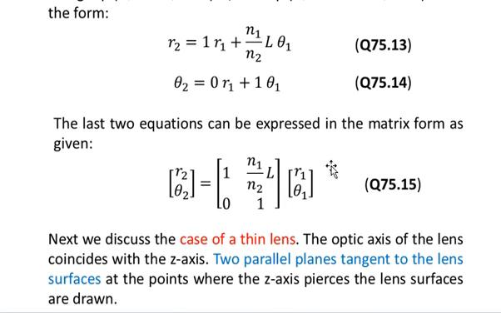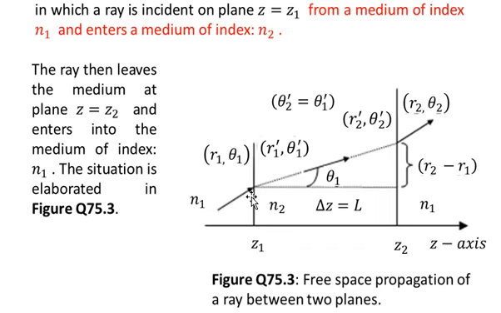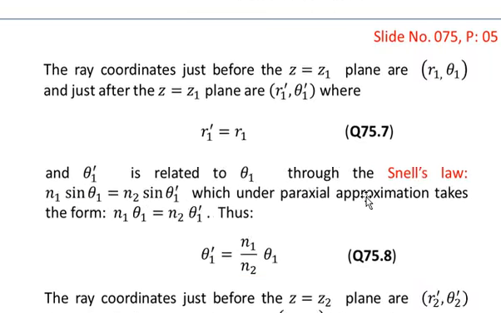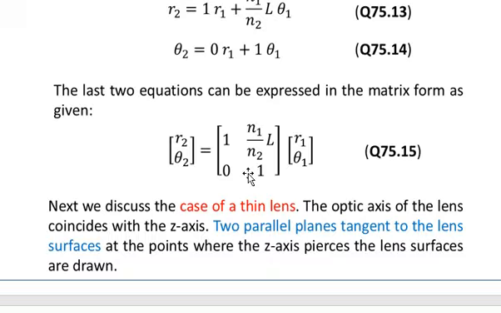So you see that this is the difference between them, that for this system we can find out r2 and theta 2 in terms of r1 and theta 1, and then we have arranged them in the form of a matrix, and then of course the matrix is this one. So this is the matrix of the system of the figure that I have just shown.